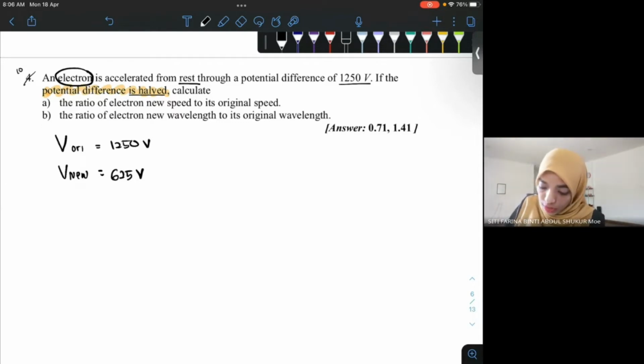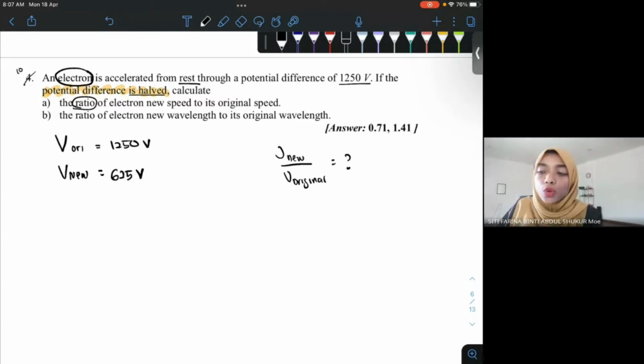The question asks to find the ratio. Okay, ratio of what? New speed. Okay, this is small v, v new to v original. Okay, you want to know this one, the ratio of v new to v original. Okay, however, you have to bear in mind, you are given information on potential difference. So try to find the relationship between the potential difference and the speed in terms of an equation lah kan.